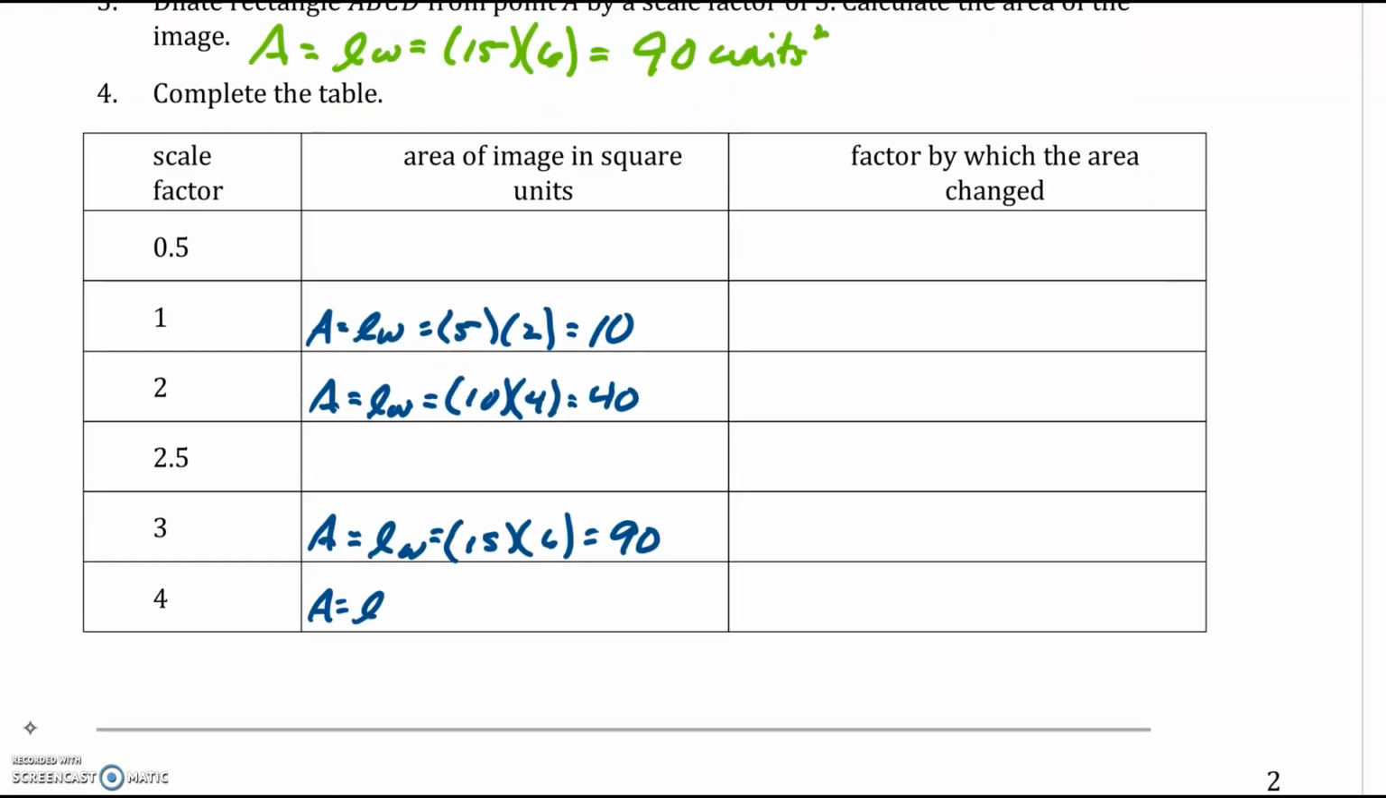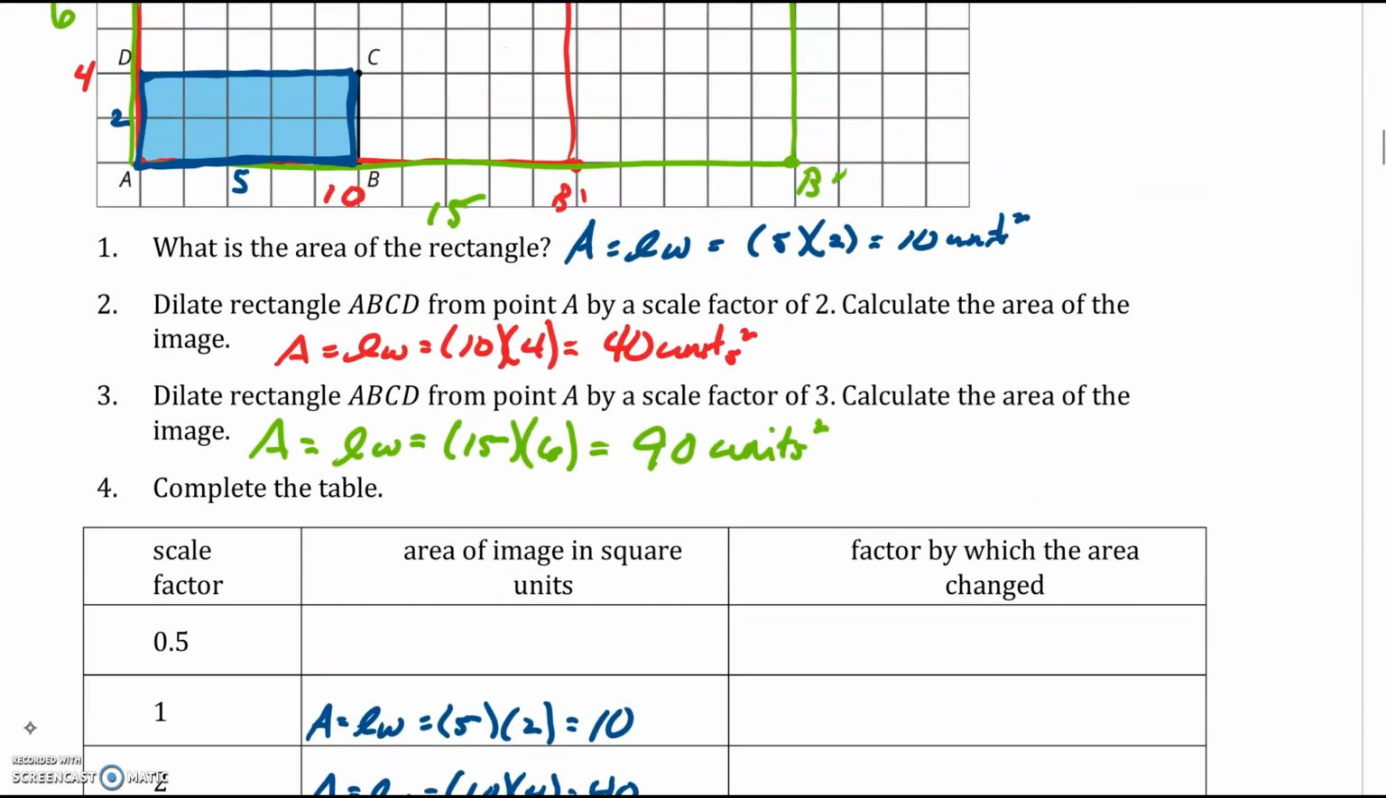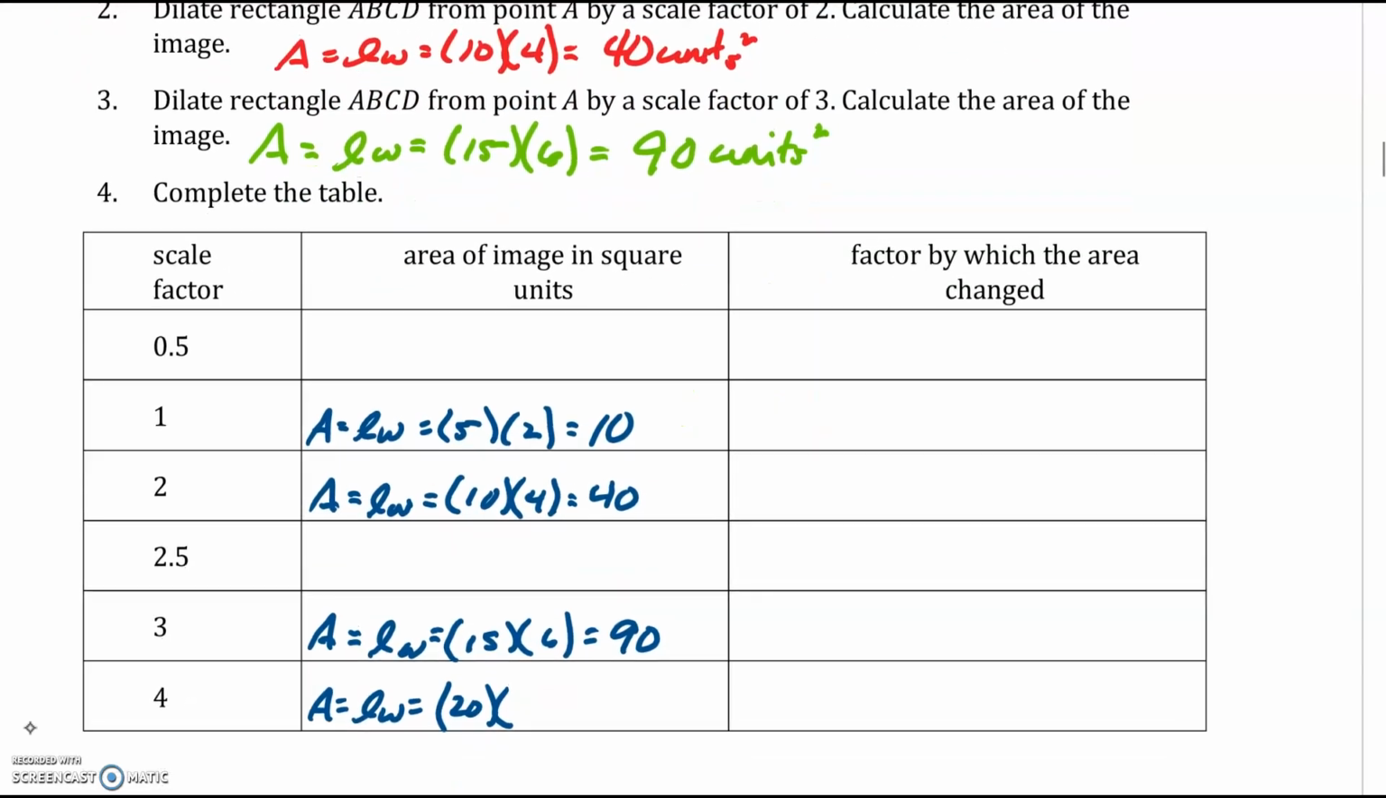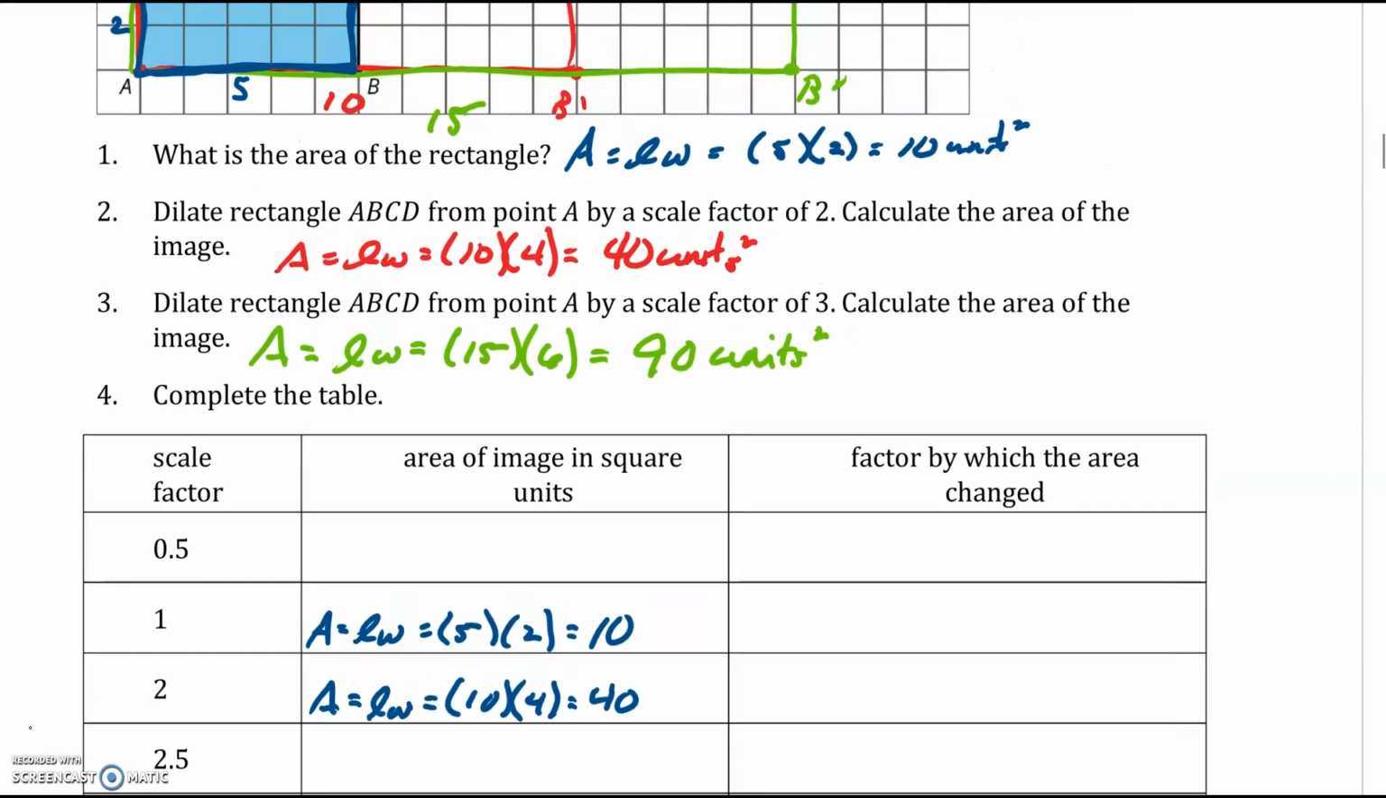So the area is still going to be the length times the width. My new length is 20 units. And my new width, it was 2, but it's going to be 4 times that, or 8 units long. 20 times 8, I get 160 square units. Now we can go back and we can look at 0.5.